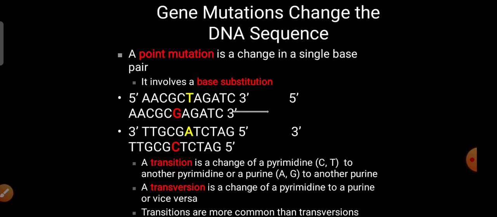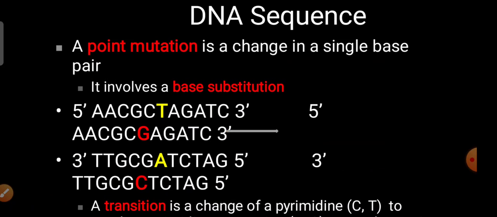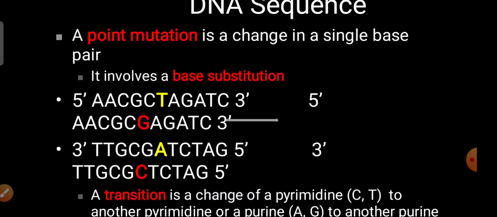Okay, so let us study now various types of mutations. What is a point mutation? A point mutation is a gene mutation which changes the DNA sequence. A point mutation is a change in a single base pair. It involves a base substitution. We also call it base pair substitution or switches. Now, base substitution means what?